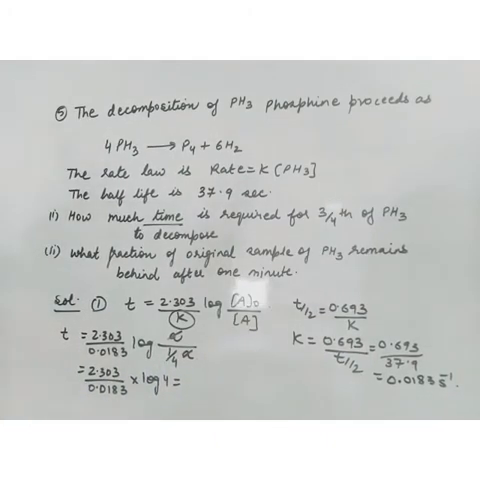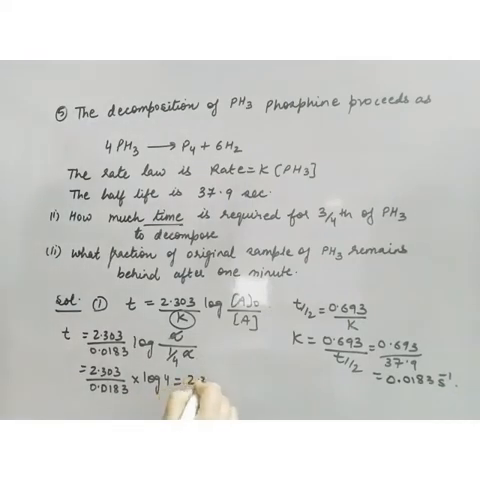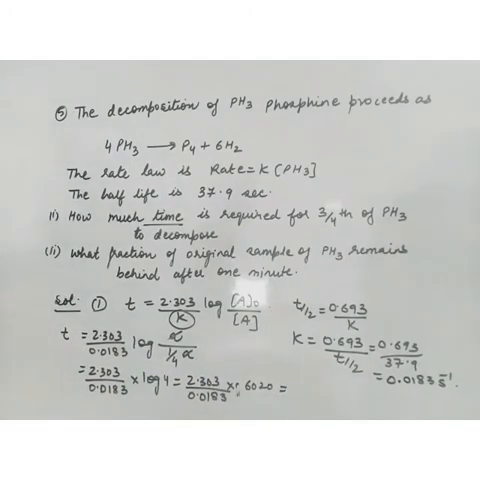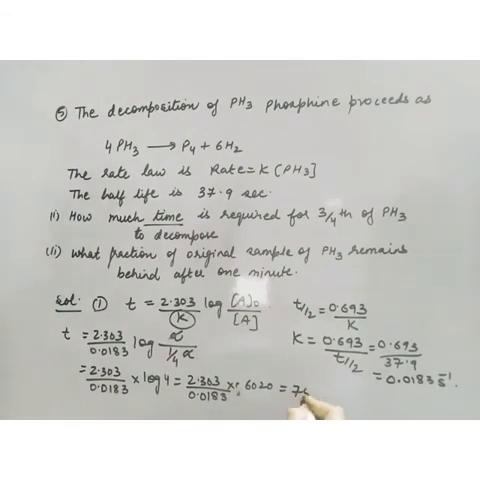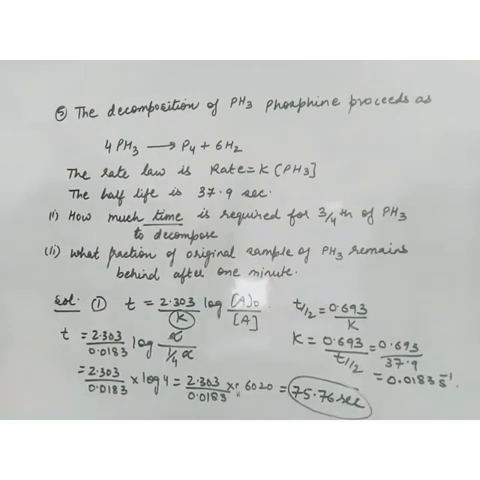Now log 4 we will look into the table. Log 4 is 0.6020. Okay, solve it. We'll get the answer. It is 75.76 seconds. This is the answer of the first part.